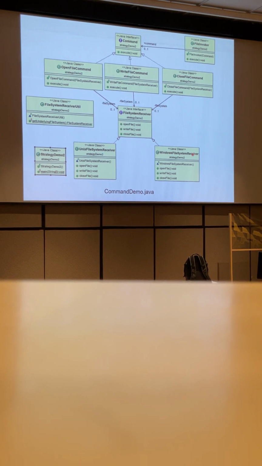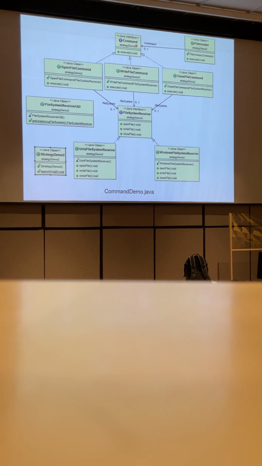And they are different, but they are all file systems. So we want to hide the differences between file systems by introducing this interface, file system receiver. And then our application, this file system receiver util, is going to support commands. All commands stem from the same interface, command. So there's open file command, write file, and close file.